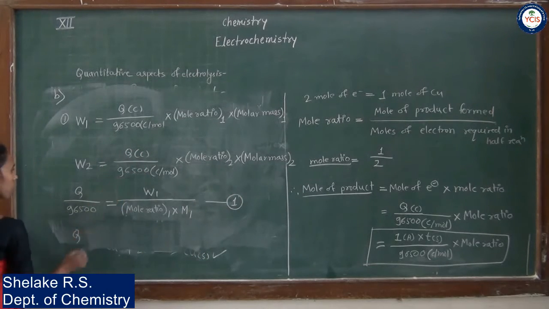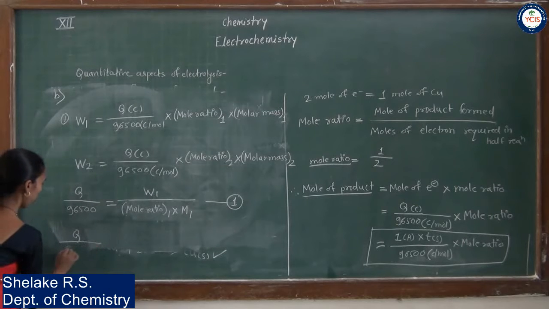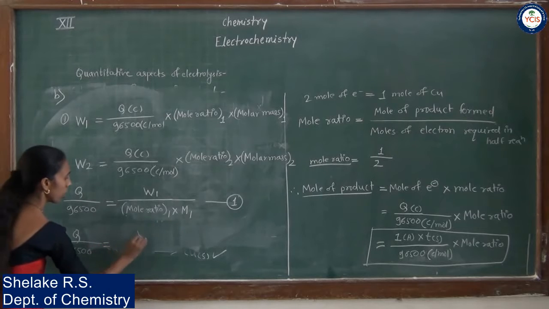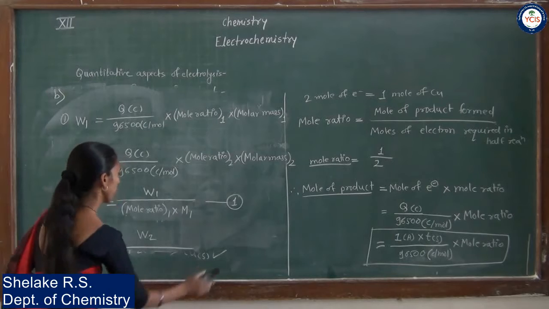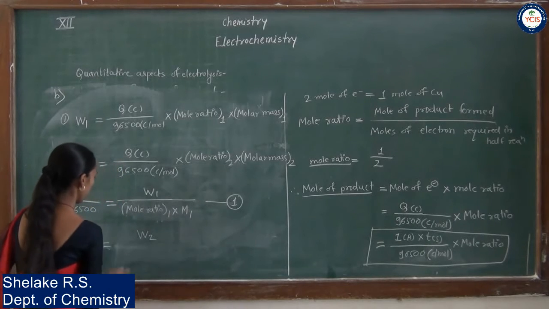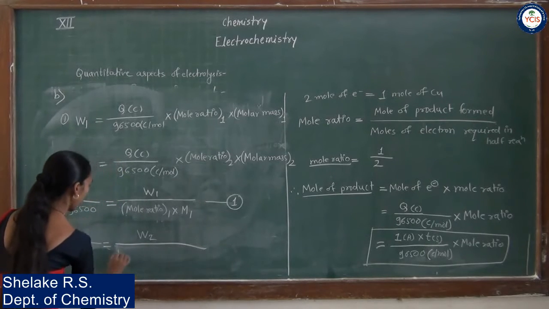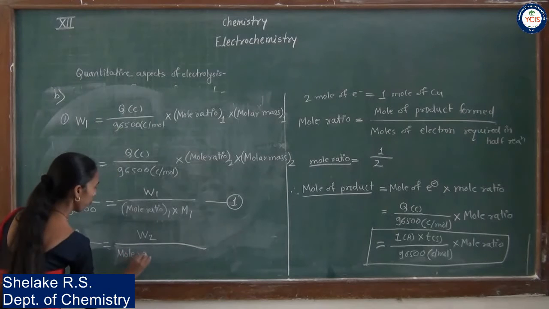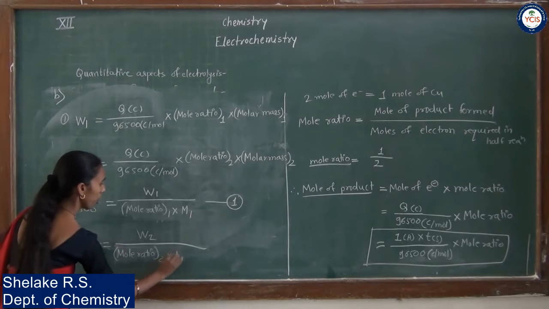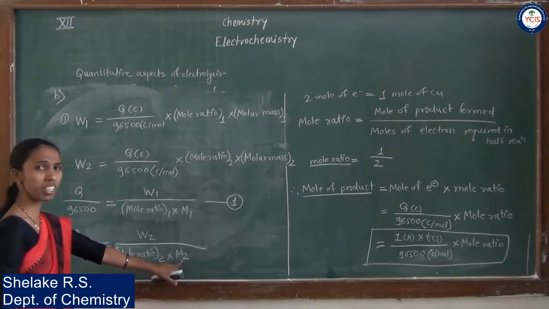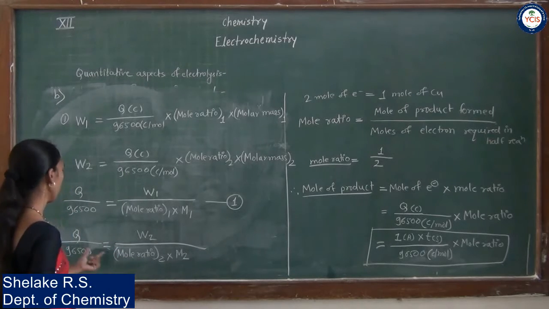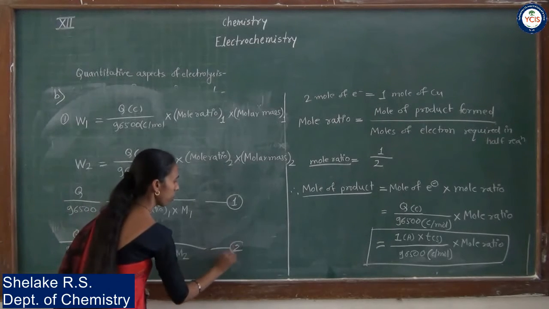Similarly, from this also you can write Q divided by 96500 is equal to what? W2 divided by molar ratio into M2. Instead of molar mass of a product, I will write here M2. So suppose this will be equation number 2.